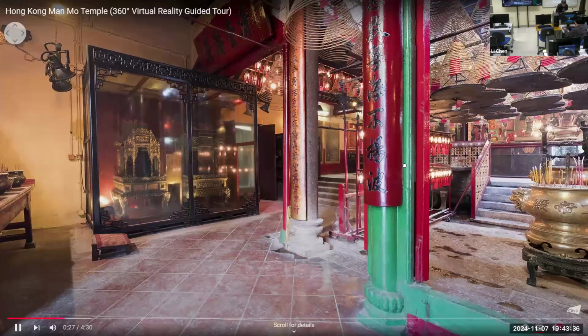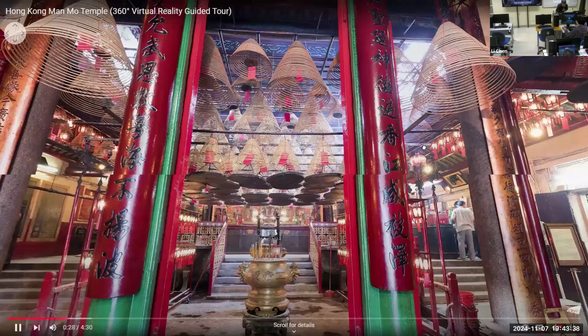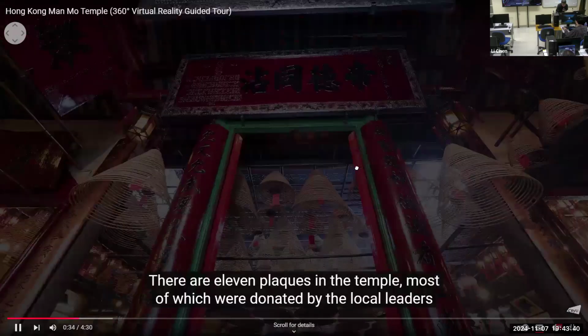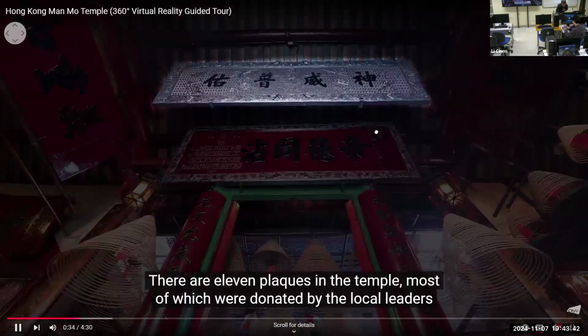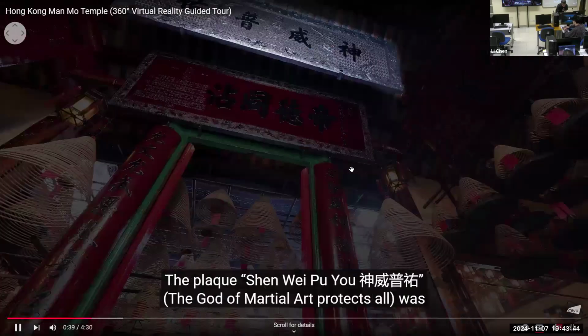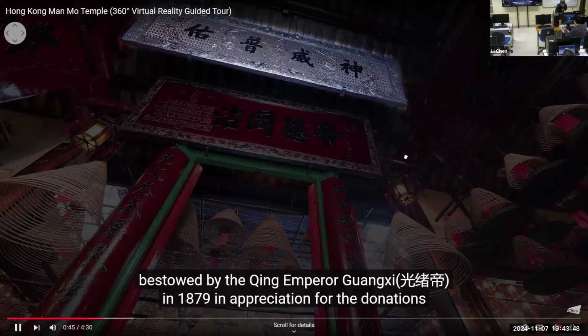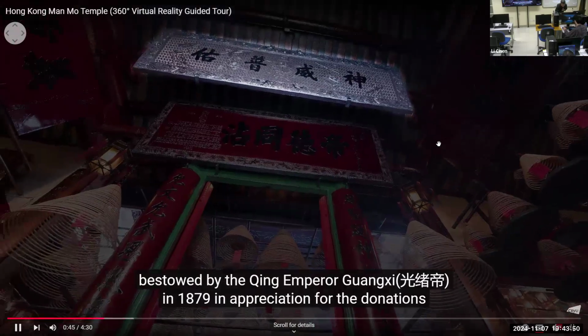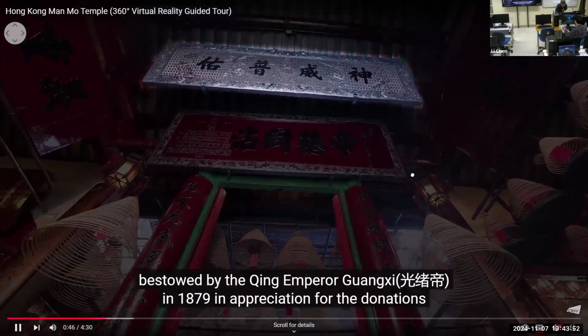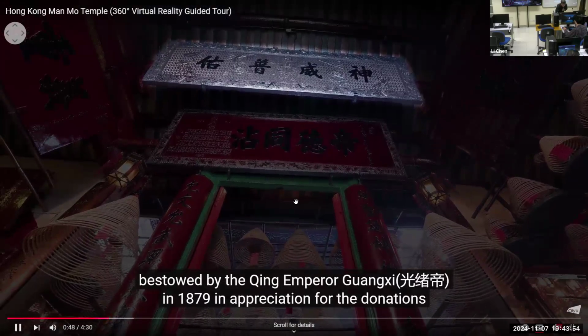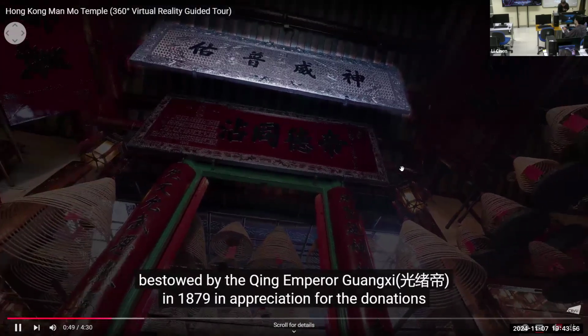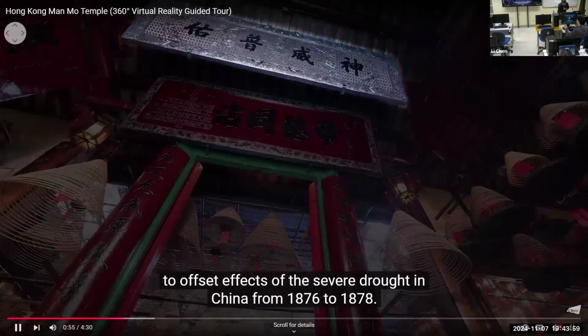There are 11 plaques in the temple, most of which were donated by local leaders and members of the community. The plaque Xin Wei Pu Yu, the god of martial arts protects all, was bestowed by the Qing Emperor Guangxu in 1879 in appreciation for the donations to offset effects of the severe drought in China from 1876 to 1878.